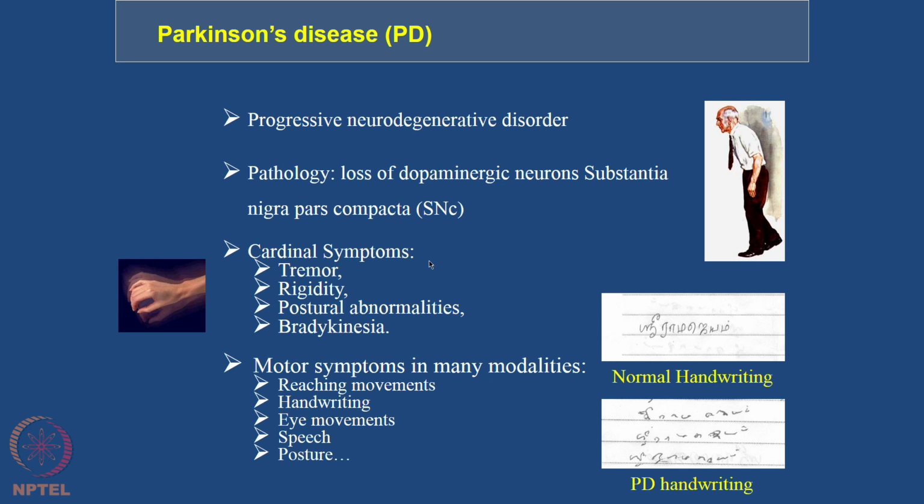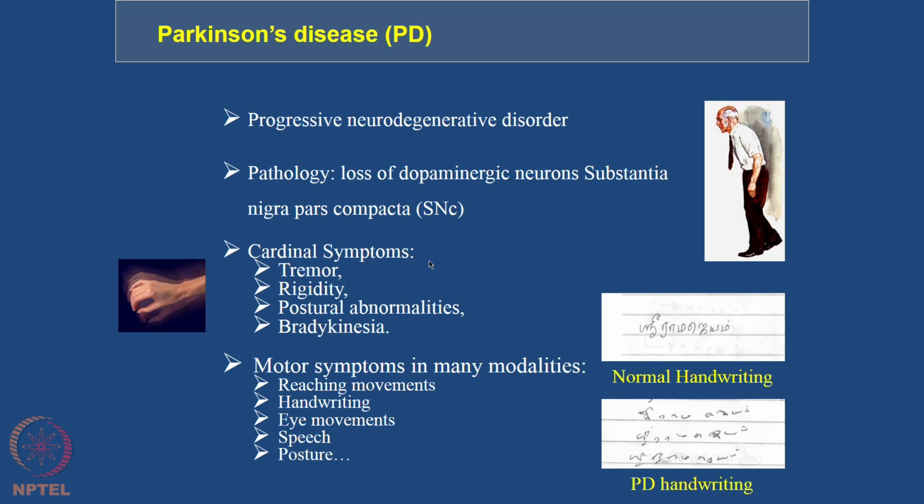PD is called a progressive neurodegenerative disorder because there is a loss of cells in SNC. It's progressive, you cannot stop this degradation. At best, through medication, you can slow down this degradation a little bit, but you cannot stop it. The pathology here is loss of cells in the substantia nigra. And there are four important symptoms called the cardinal symptoms of PD. These are tremor, rigidity, postural abnormalities, and bradykinesia.